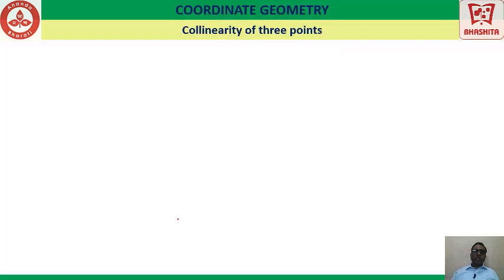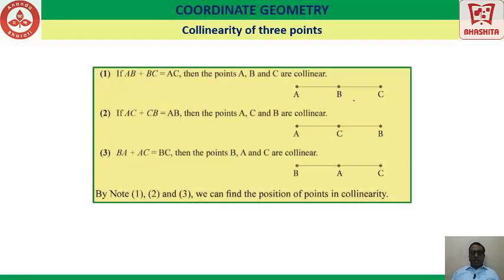We can apply this idea of distance to check whether 3 points given to us are collinear or not. How? is what we shall see. If A, B, C are collinear, and point B is between A and C, we must have what? Distance from A to B plus distance from B to C should be the same as distance from A to C. So, AC equals AB plus BC.